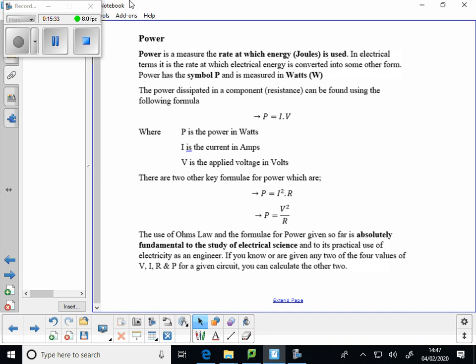The note at the bottom, Ohm's law and the formulae for power given so far, is absolutely fundamental to the study of electrical science. You'll get nowhere without it, and you should be committing those formulae to memory. Certainly, if you had exams, I wouldn't be putting those formulae on the formula sheet. That's fundamental to every electrical person's ability to be able to remember those. All right?